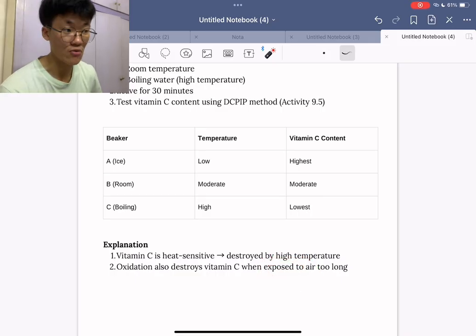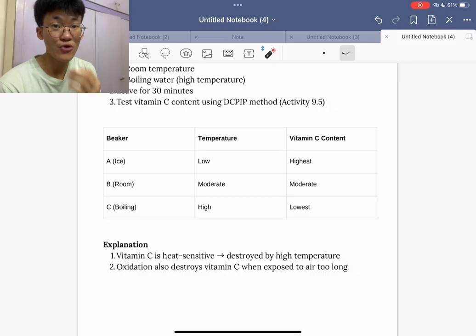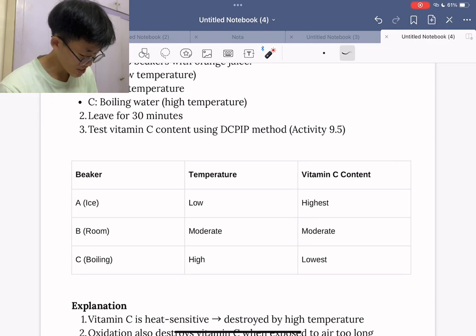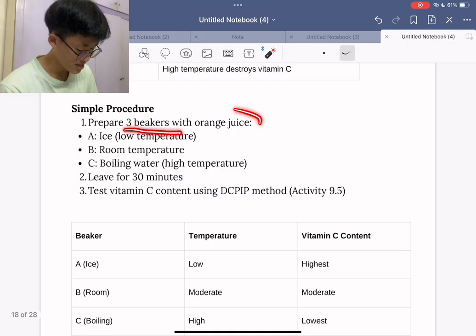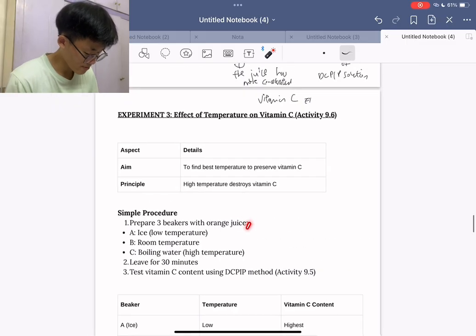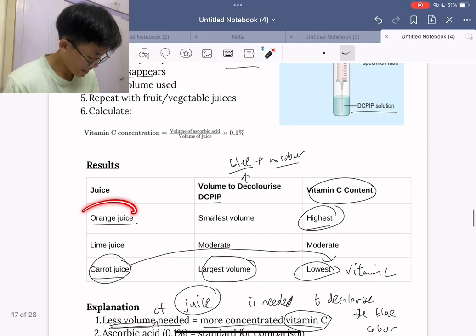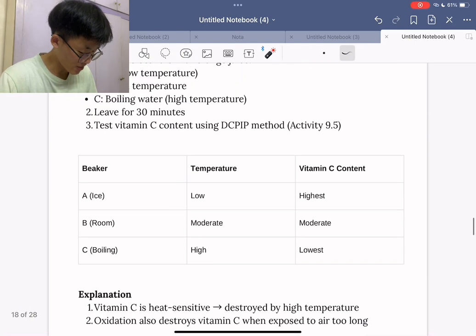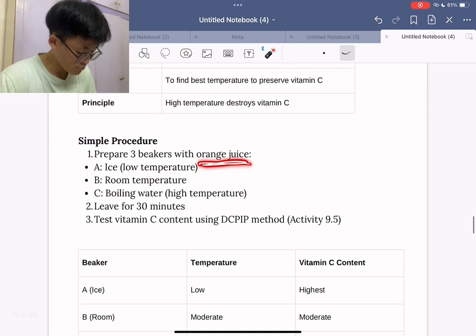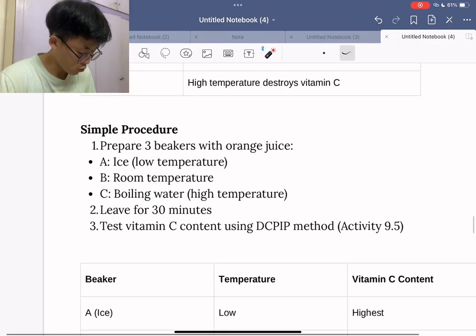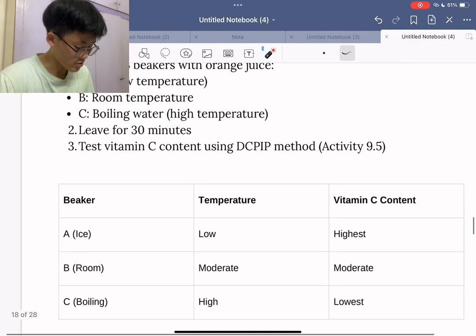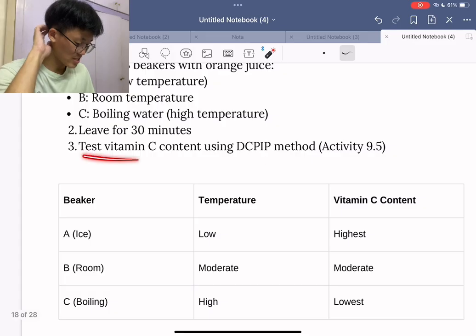In this experiment, we need to find out what is the range of temperature. You use 3 beakers with orange juice. Just now, orange juice has the highest vitamin C content. So I prepare 3 beakers with low temperature, room temperature, and then high temperature. And I leave them for testing. And then I test with the DCPIP.